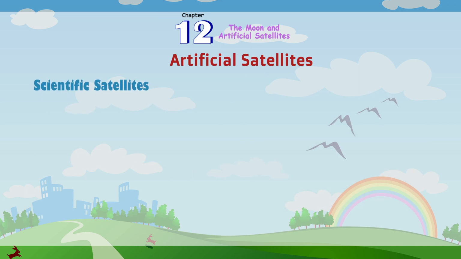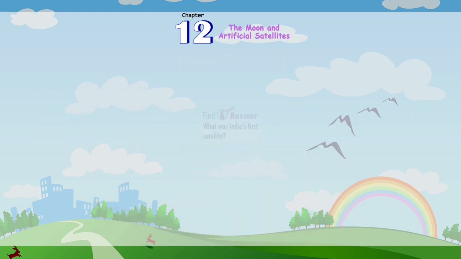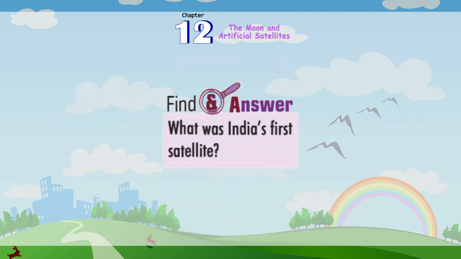Scientific satellites. They send information about space. Astronomers study this data and learn more about space and celestial bodies. Mangalyaan and Chandrayaan 1 and 2 are some examples of scientific satellites. Find and answer. What was India's first satellite?